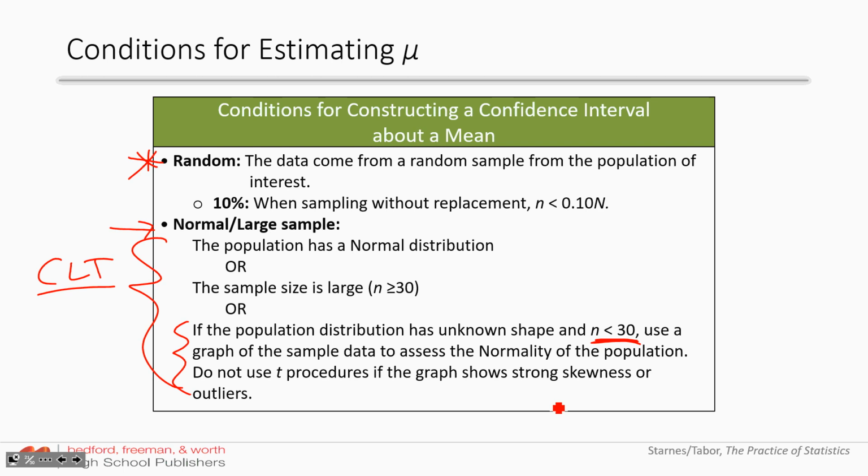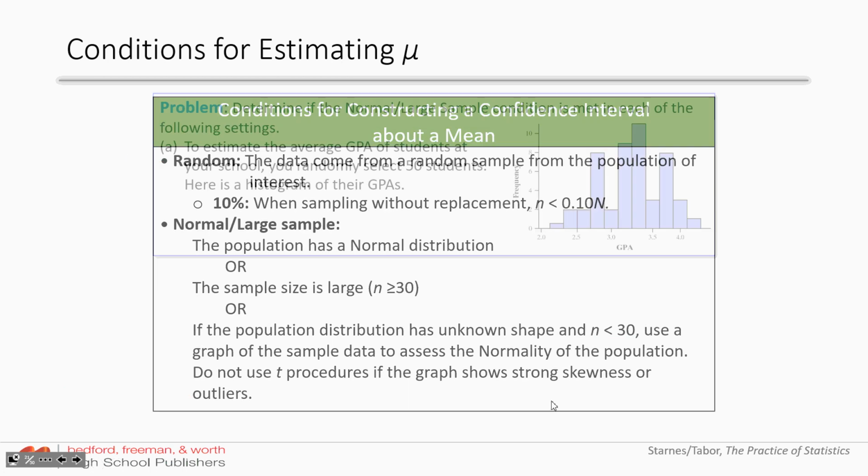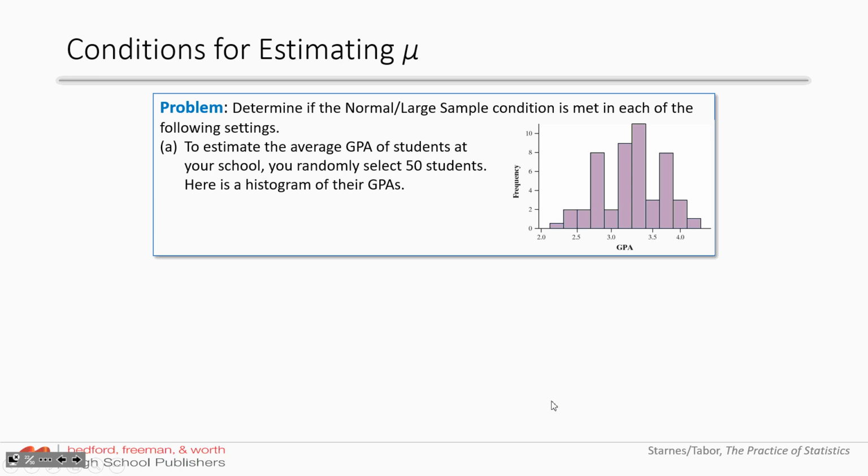On the other hand, if I do a dot plot of my sample data and it looks like this, if that's my sample and it came from an SRS, probably the population looks similar to that as well. And therefore, I can't say that my sampling distribution is going to be approximately normal. All right, so there's my three conditions. That third condition is the trickiest one to check.